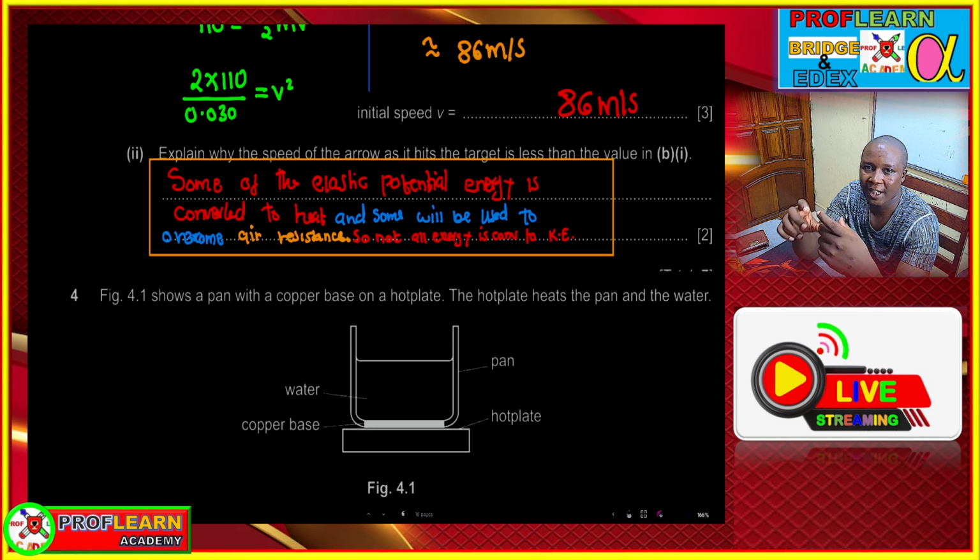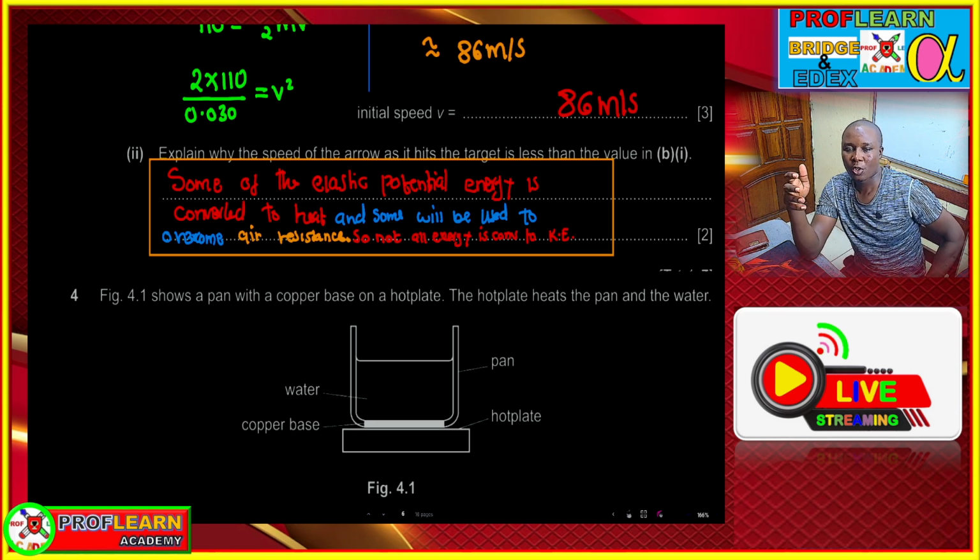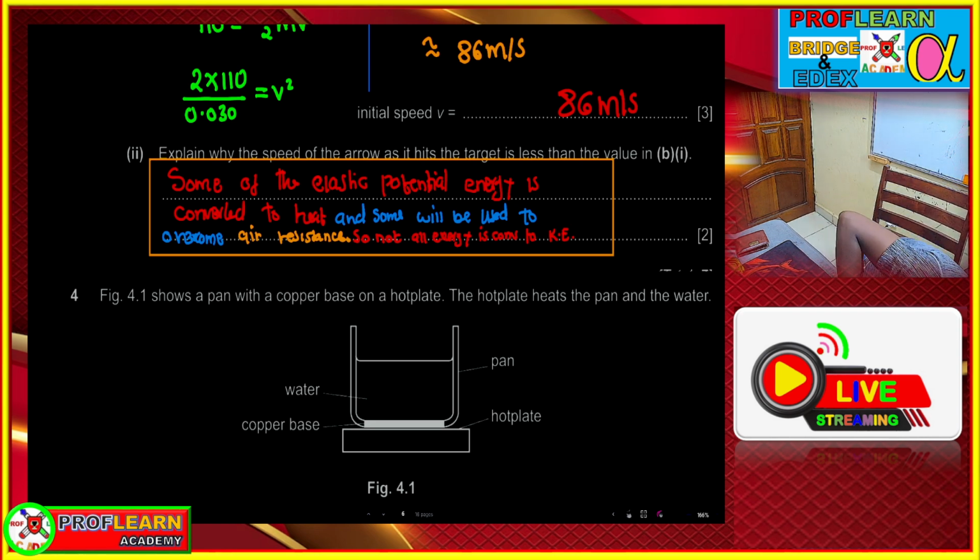Number two, some of the energy will be used to overcome air resistance. As the arrow is moving, it will be opposed due to what we call drag. So some of the energy is used to overcome air resistance, and some energy is wasted in the form of sound and heat in the process.